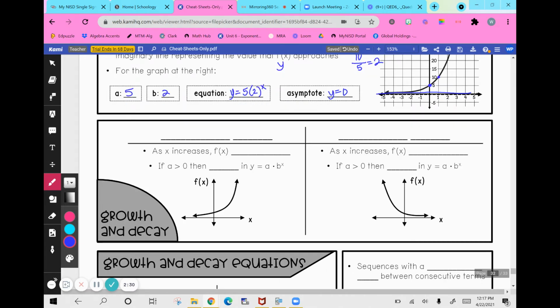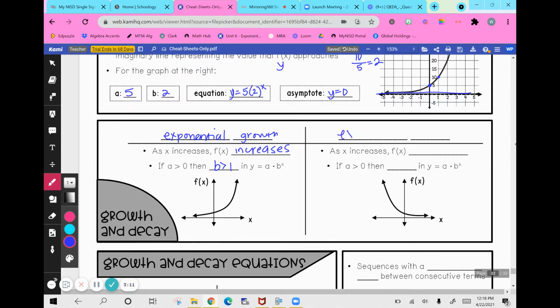And we're going to talk about growth and decay. So this one says as x increases, f of x also increases. And if you look at this graph, it's going up from left to right. So this is going to be exponential growth. If a is greater than 0, then b is greater than 1. And y equals a times b to the x, which means that it's opening up, we're not reflecting, and our b will be greater than 1, and it's going to go up from left to right.